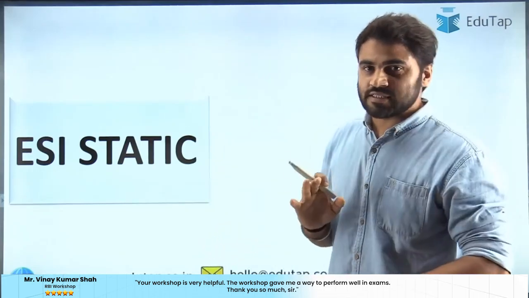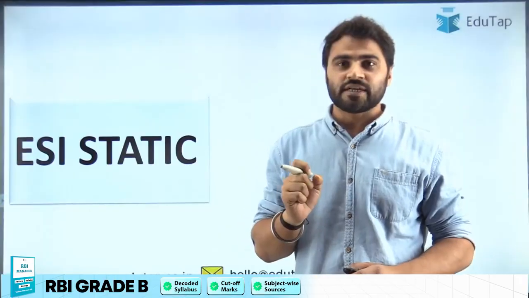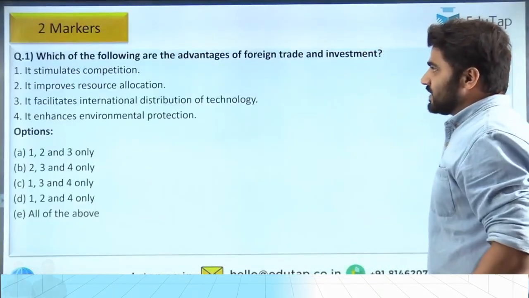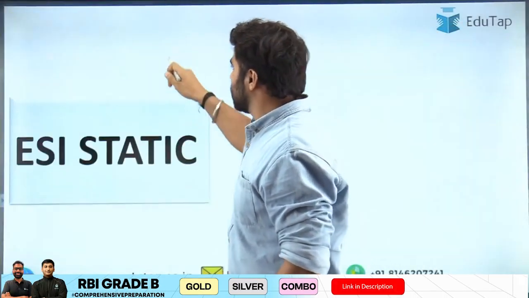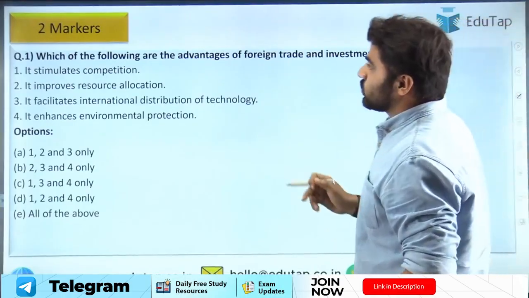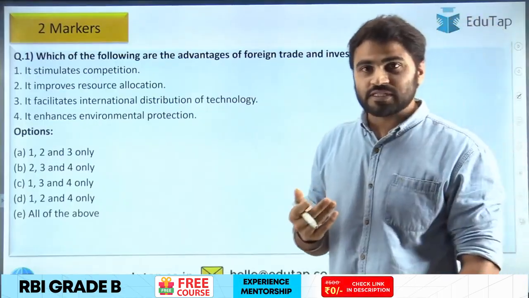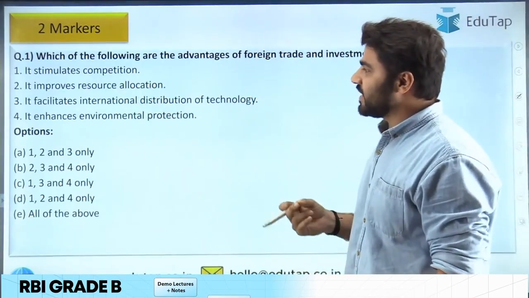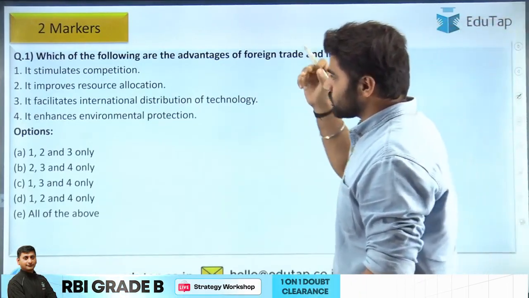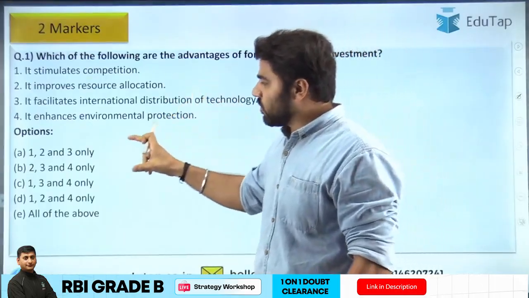So guys, let's proceed. Let's see what were the ESI static questions that were asked in the 2021 examination, and that too phase 2 of the RBI Grade B examination. So guys, question number first was: which of the following are the advantages of foreign trade and investment? Your options are: it stimulates competition, it improves resource allocation, it facilitates international distribution of technology, and it enhances environmental protection. So you have to select out of these 4 statements which of the following statements are correct, right?